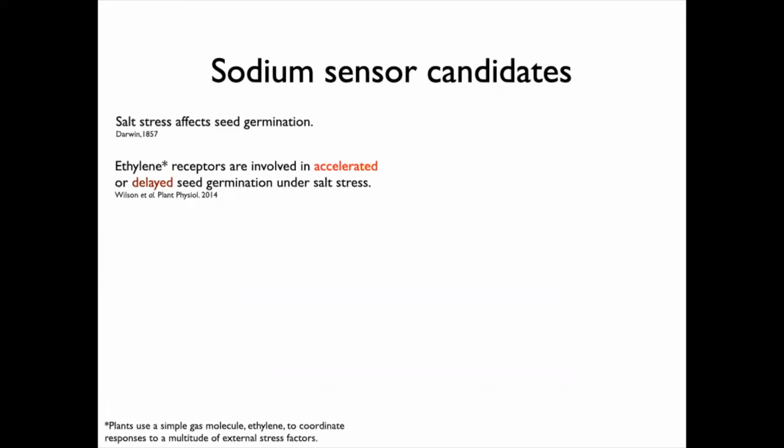And also, much later, it was found out that ethylene receptors are also involved in seed germination under salt stress. Some ethylene receptors accelerate the germination, and some delay the germination. Maybe for those of you who don't know, ethylene is a very simple hydrocarbon, and it's also involved in the ripening of fruit. It's a plant hormone.